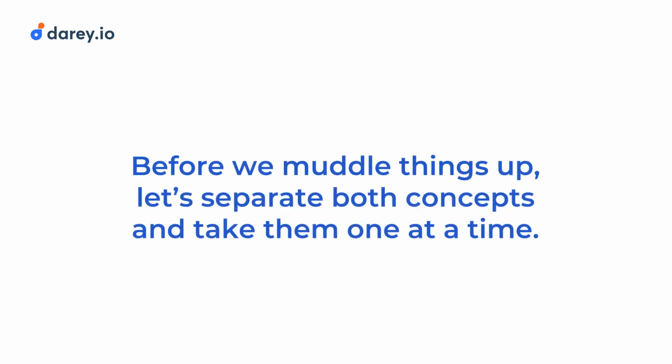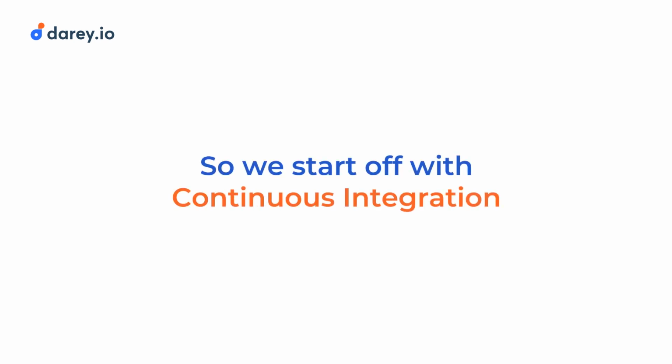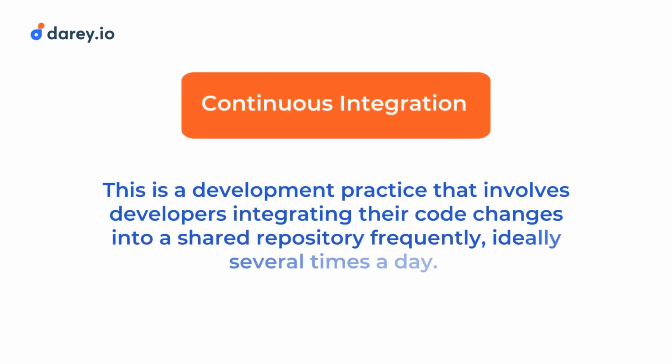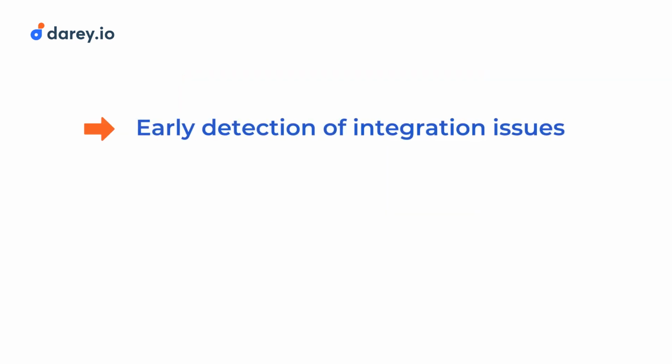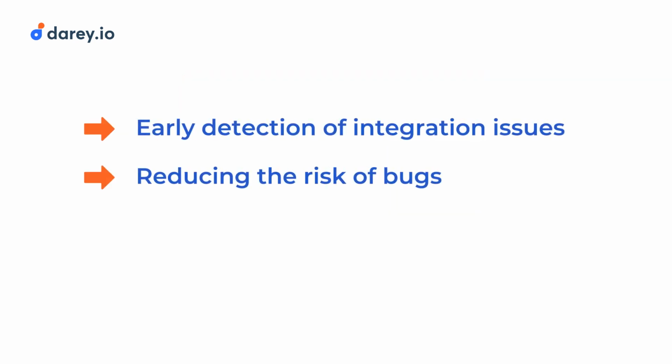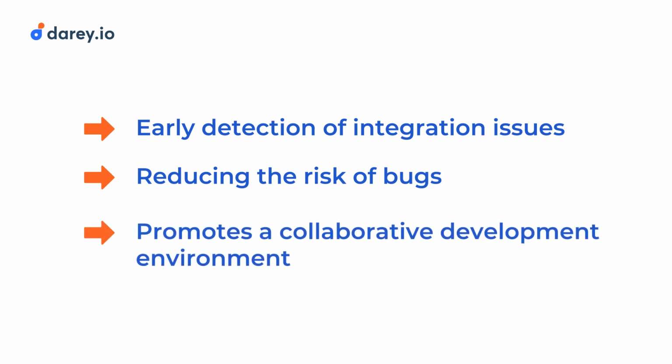Before we model things up, let's separate both concepts and take them one at a time. So let's start off with continuous integration. Continuous integration, or CI, is a development practice that involves developers integrating their code changes into a shared repository frequently, ideally several times a day. This process enables the early detection of integration issues, reducing the risk of bugs, and promotes a collaborative development environment.